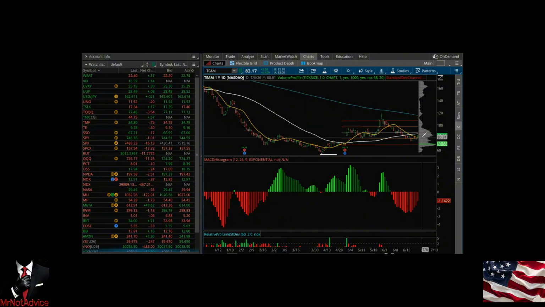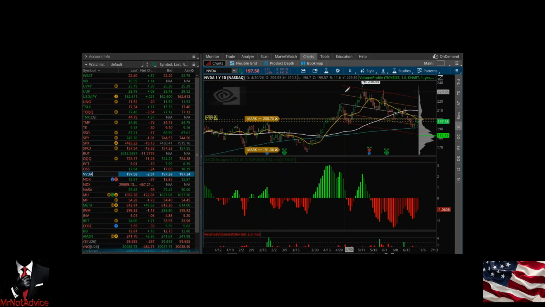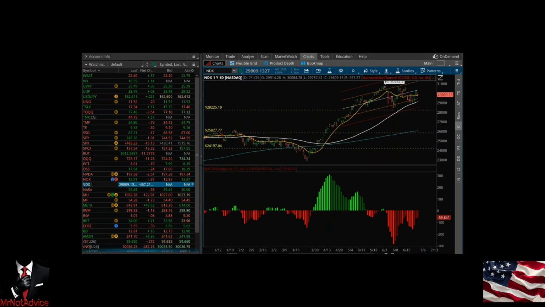They could be choppy until they make the final break. Okay, so it could just be one of those chopping. It's just kind of indecisive until it actually picks up. Look, here's PCT. Look what it's doing. Oh wow, that looks very similar. Similar, right? Look at NVIDIA, choppy. Nasdaq, choppy. See how choppy it is?